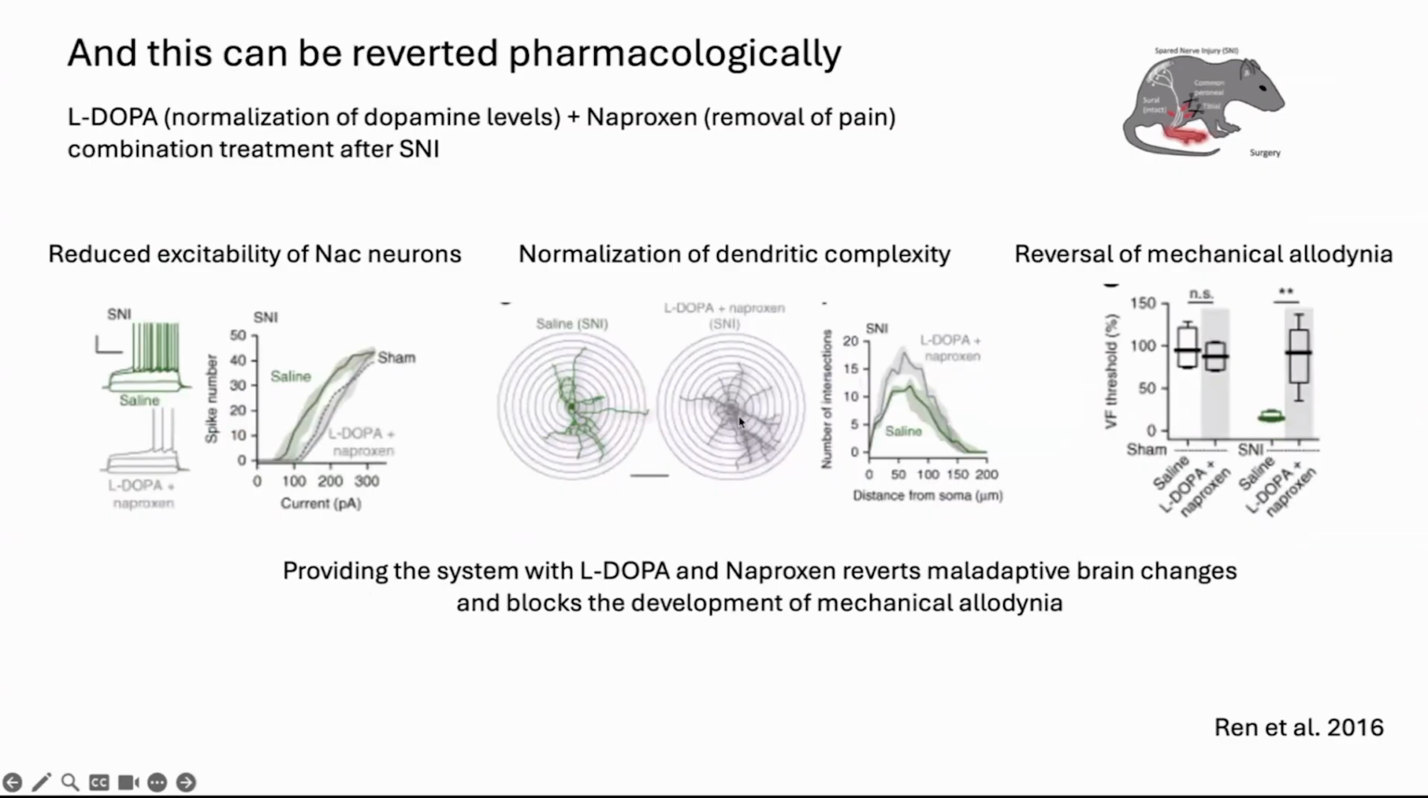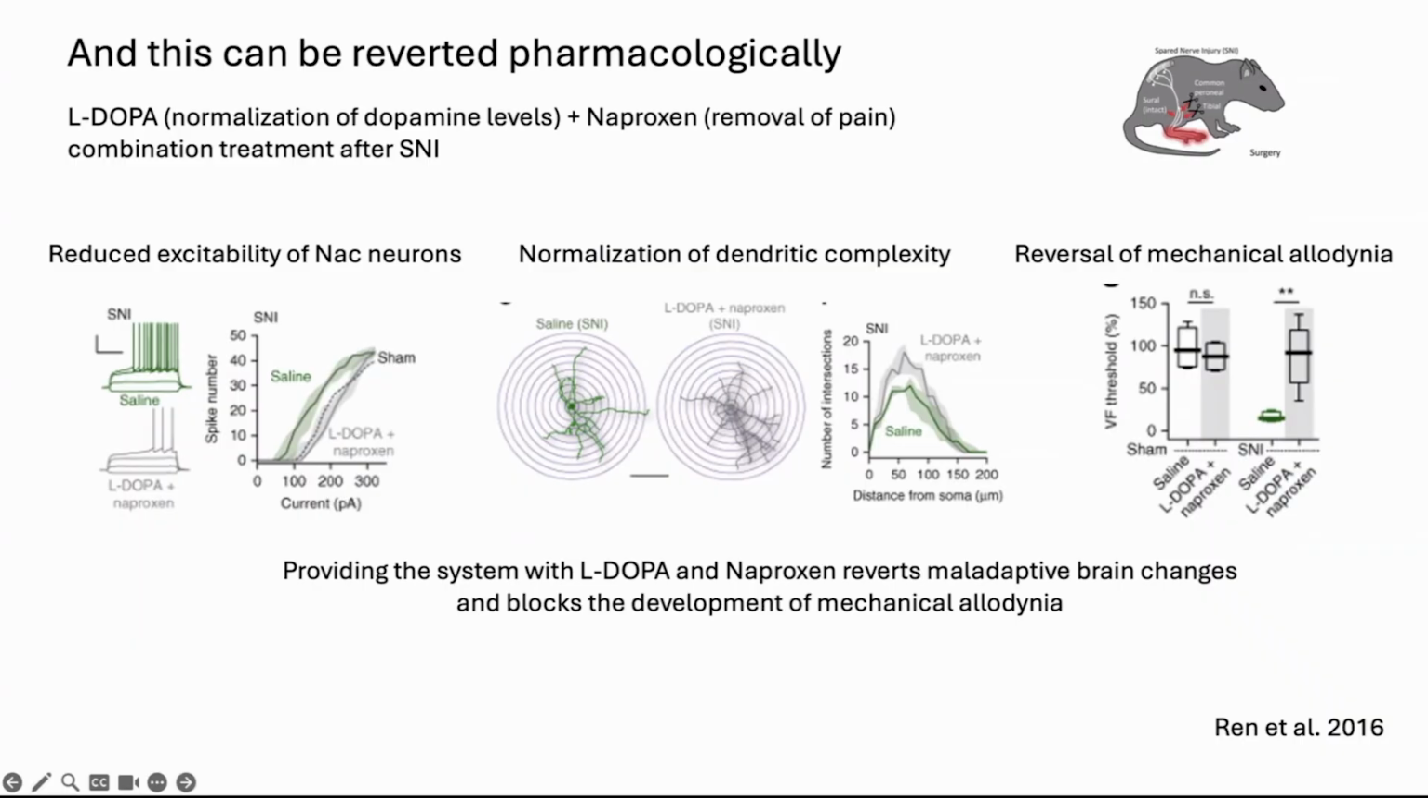Now, what is interesting in this study is that, because we are trying to assess these mechanisms, we can actually try to revert them. So in this study, they administered L-DOPA after the injury to increase dopamine availability in these regions, together with naproxen, as a way to reduce the painful stimuli and mitigate some of the nociception. L-DOPA was administered here because, as I mentioned, both the nucleus accumbens and the medial prefrontal cortex are part of the dopaminergic system.